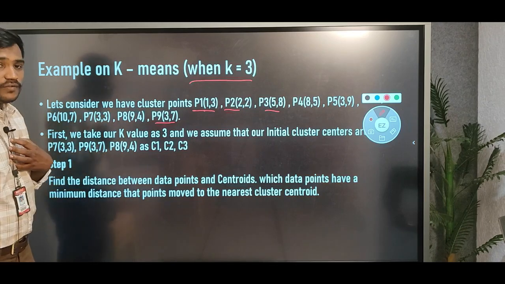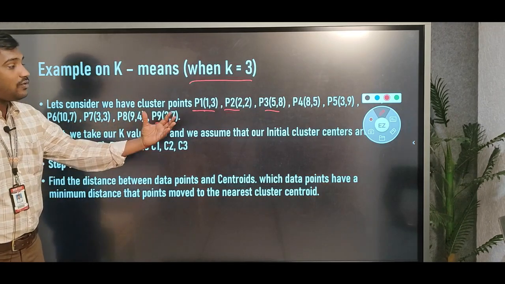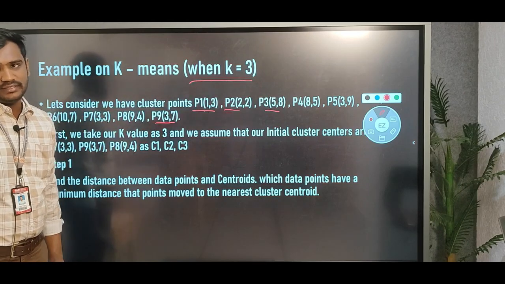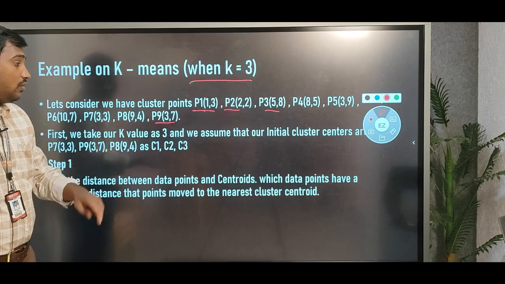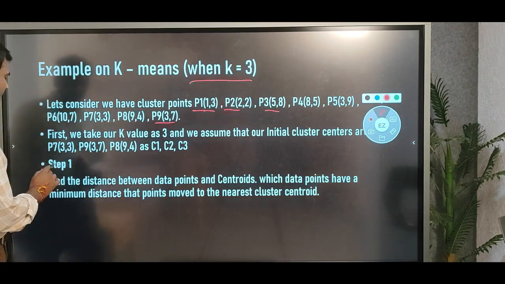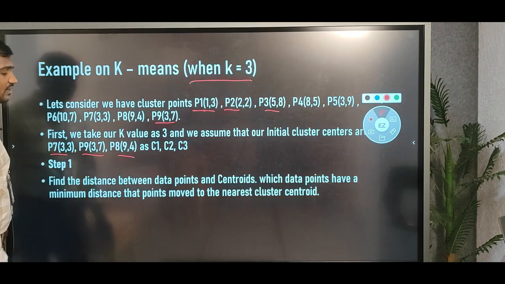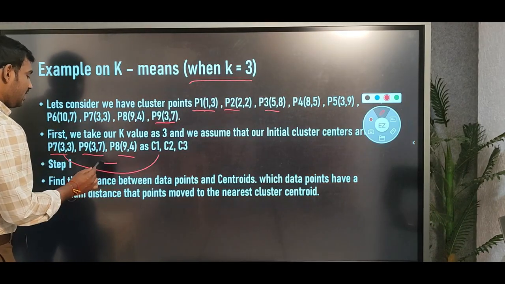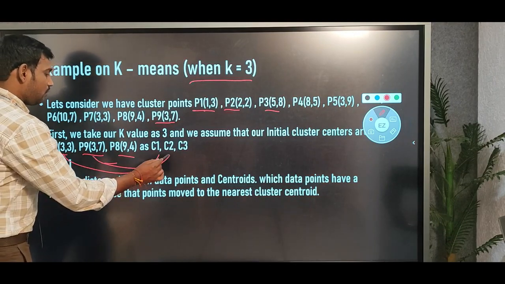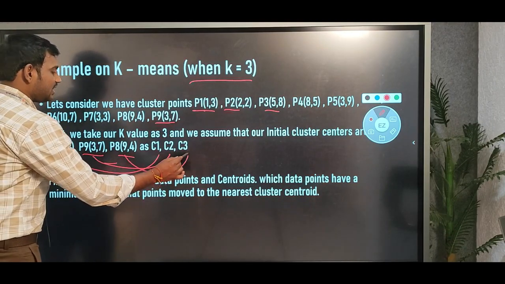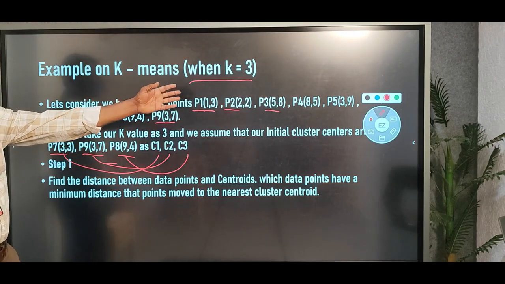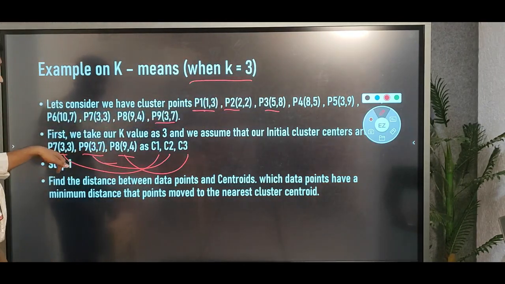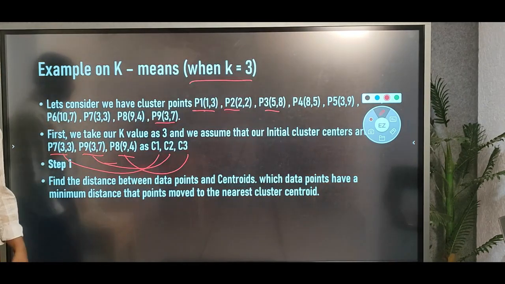So first of all, initially, when k is equal to 3, you have to take any 3 data points randomly. So I am taking P7, P9 and P8. I am taking P7 as cluster 1, P9 as cluster 2 and P8 as cluster 3 randomly. No problem, you can take any point from the given list. So here I picked P7, P9 and P8, right?